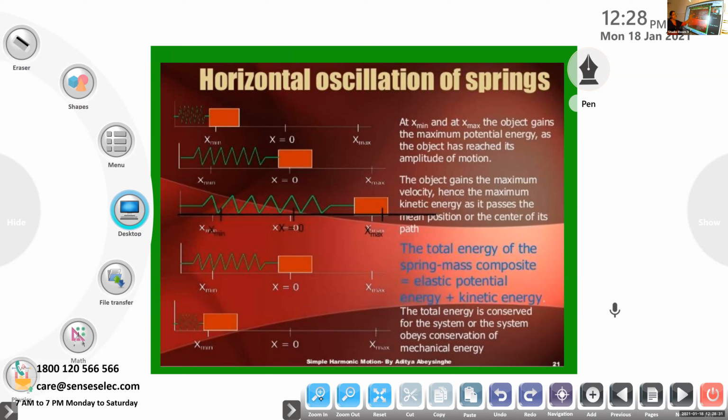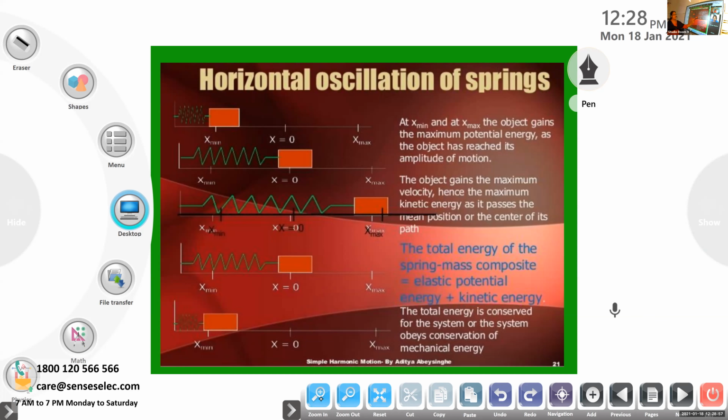So at minimum displacement and maximum displacement, the object gains maximum potential energy as the object has reached its amplitude of motion. In the first picture, there is no oscillation, not even stretching or compressing. At that time, the energy possessed by the spring is maximum potential energy. So that is this picture so far.